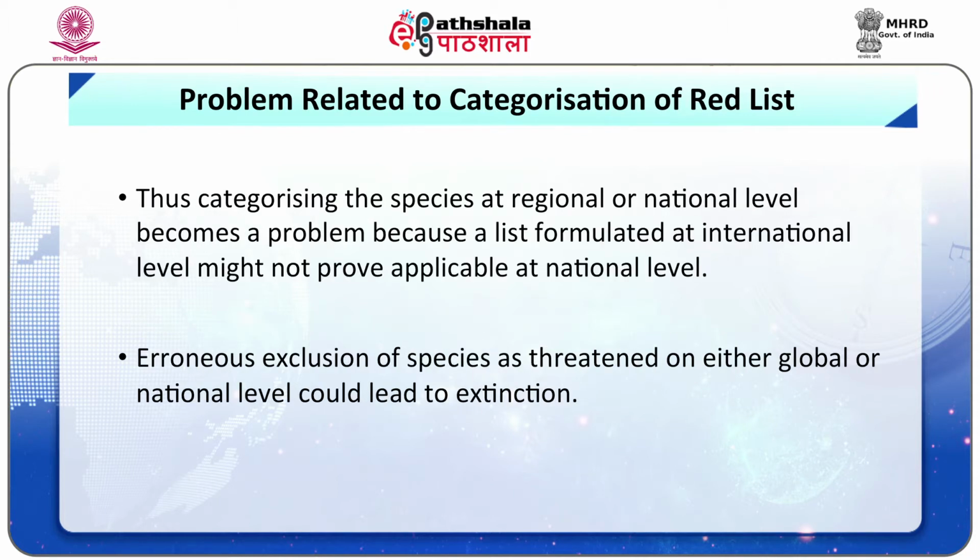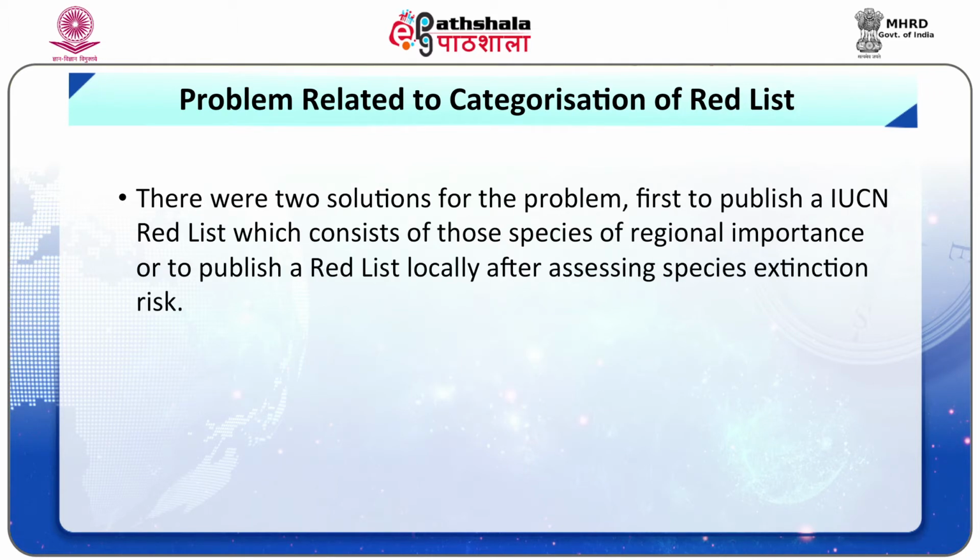Thus categorizing the species at regional or national level becomes a problem, because a list formulated at international level might not prove applicable at national level. Erroneous exclusion of species as threatened at either global or national level could lead to extinction. There were two solutions for the problem. First, to publish an IUCN Red List which consists of those species of regional importance, or to publish a Red List locally after assessing species extinction risk.